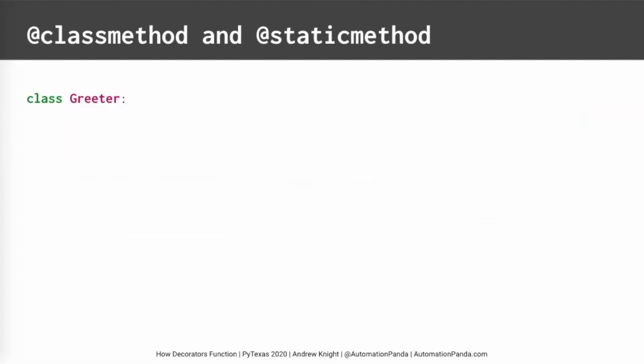Let's start by comparing the class method and static method decorators. These are part of the Python standard language. We'll revisit the greeter class we saw before.